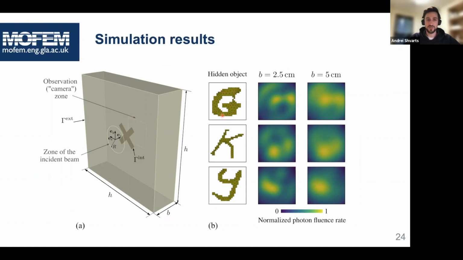Here you have different handwritten letters. You can see a triangular mesh on them. So this is how you can be sure that we're using finite elements over here. And you can see that with the increasing thickness of the slab, the image becomes more and more blurred.